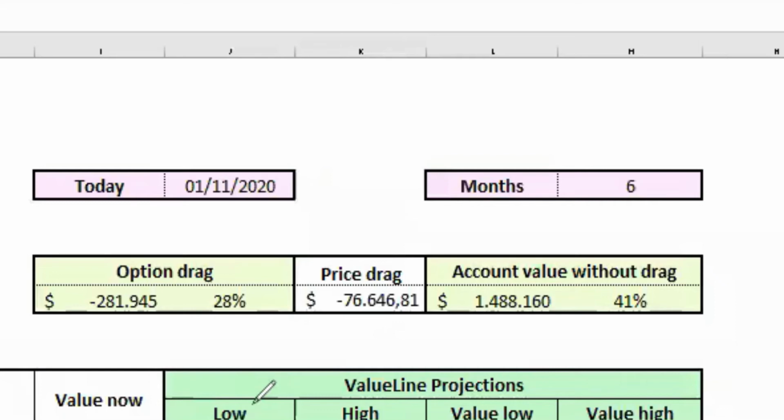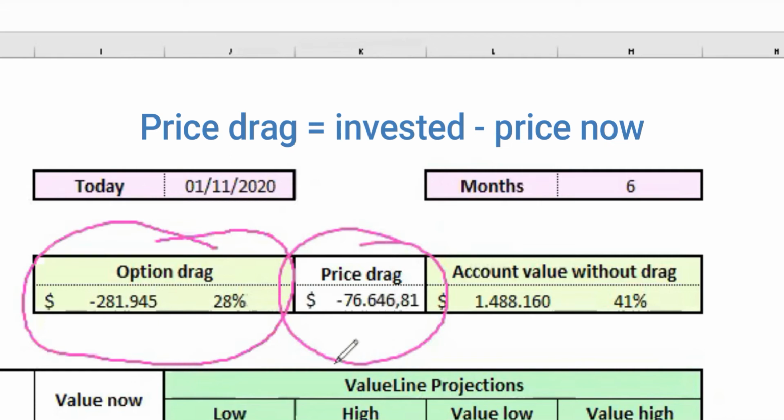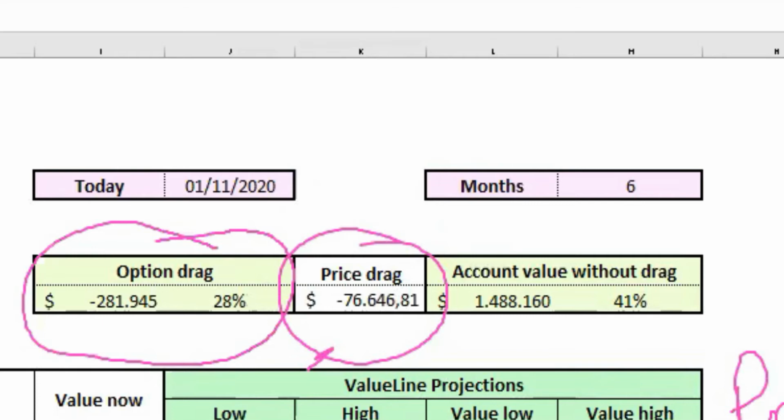Due to the trades that we placed in the past, now we can see that there's an option drag here and a price drag. What an option drag is, we're going to explain separately in an independent video. Price drag is the difference between the price now of all the shares that we have minus the price that we paid for all the shares that we have.